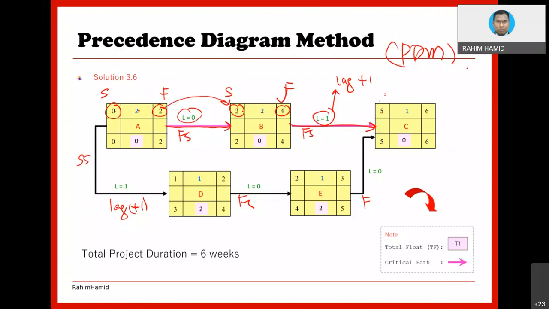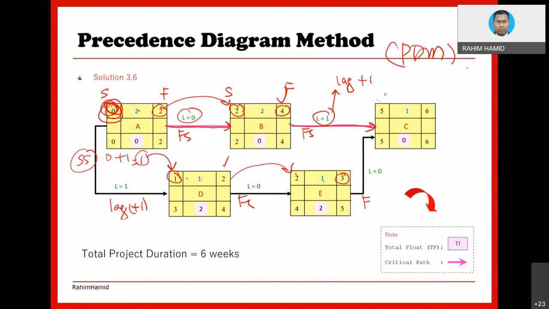Okay, D, start to start relationship plus lag 1 day. Lag meaning to say delay. Instead of starting on the same day as this value, you delay a little bit by 1 day. That is what lag means, okay? So the calculation will be 0 plus 1 equivalent to 1. So 1 is here, inside here, 1. 1 plus 1 equivalent to 2, all right. 2, then transfer here, 2. 2 plus 1 equivalent to 3, okay.